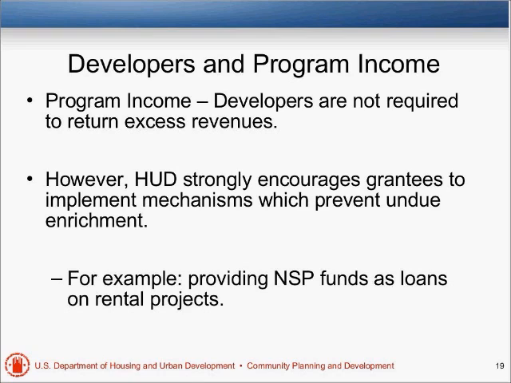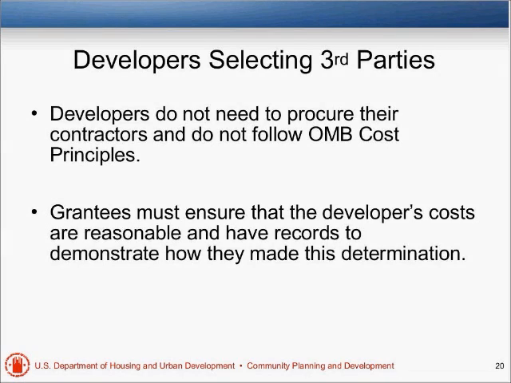As John just mentioned, developers don't need to procure their contractors and do not need to follow the OMB cost principles. As you said earlier, they're treated as direct beneficiaries of the program, and therefore those cost principles and the procurement requirements are not triggered. The grantees, however, do need to ensure that the developer's costs are reasonable and they've got records to demonstrate how they made this determination. Let's get to cost reasonableness now.